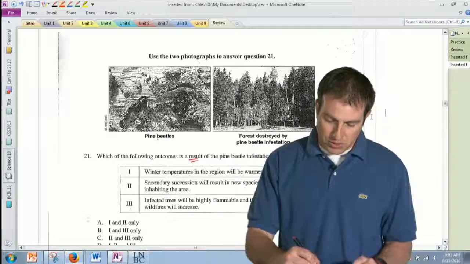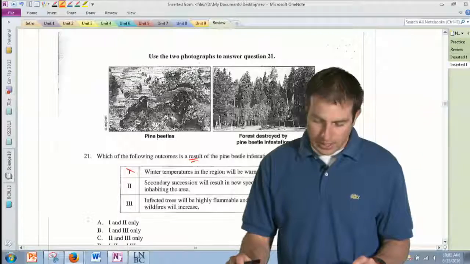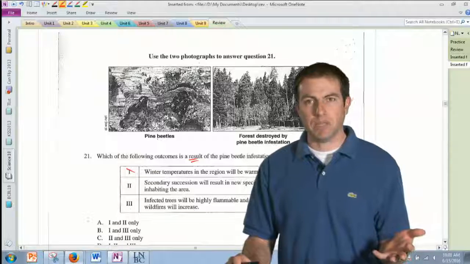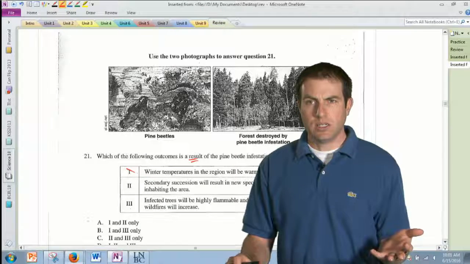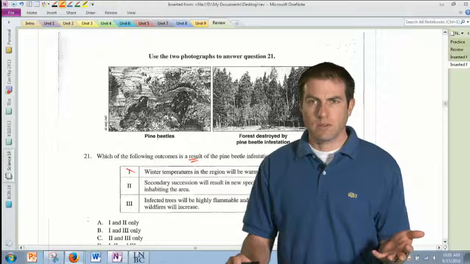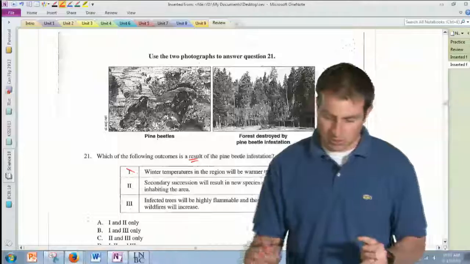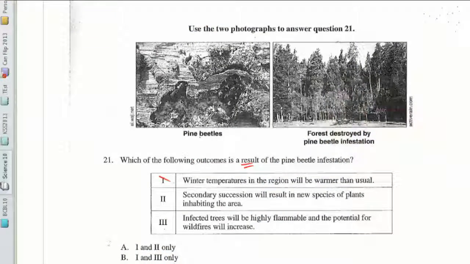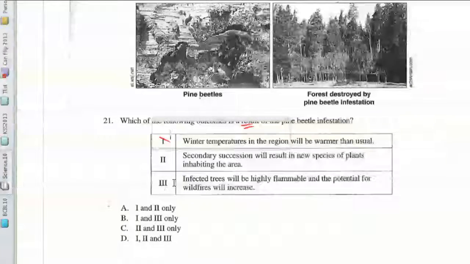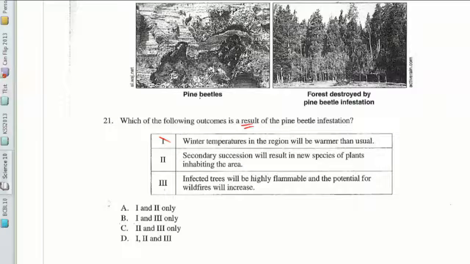So winter temperatures in the region actually caused the pine beetle infestation. Yeah, it's backwards. That was my fault, Ava. I put them in backwards. So it's cause and effect type thing. The warmer winter isn't a result of the pine beetle. So anything with a 1 in it's going to be wrong, which only leaves 1 answer, which is kind of convenient.